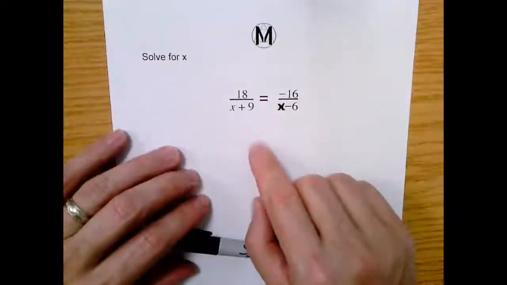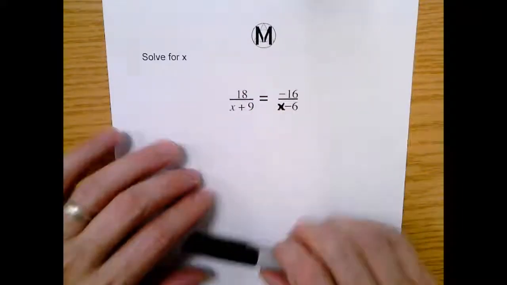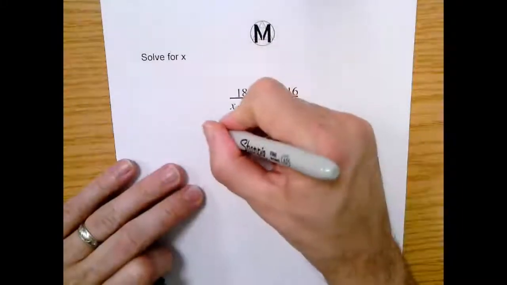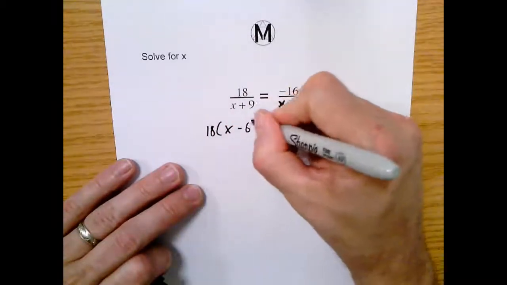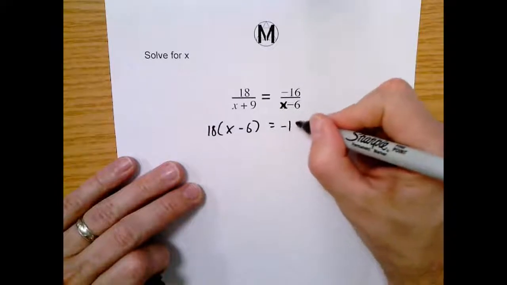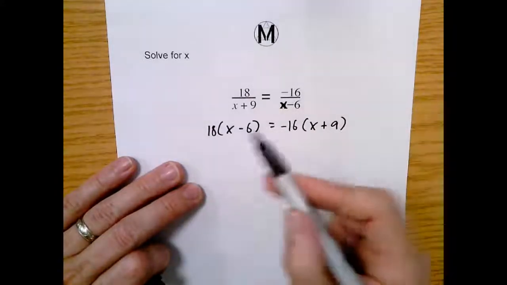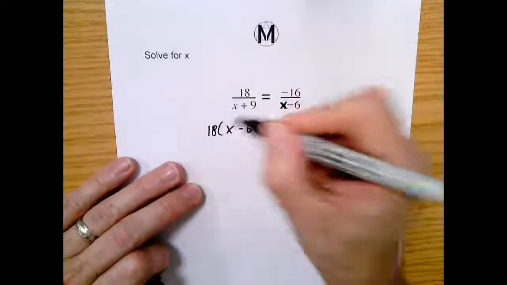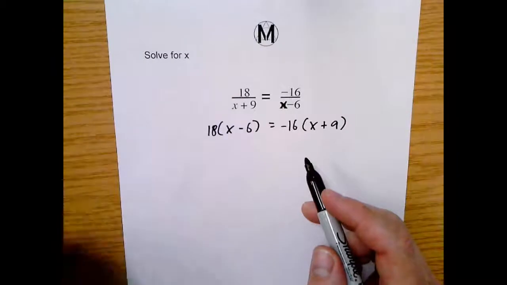To cross multiply, I just take 18 and I come across and down and multiply by x minus 6. So what I get here is 18 multiplied by x minus 6, and it's equal to, I go the same thing here, negative 16 multiplied by x plus 9. So that's step one. Just cross multiply, and now you just have a linear equation that we're probably a bit more comfortable doing.